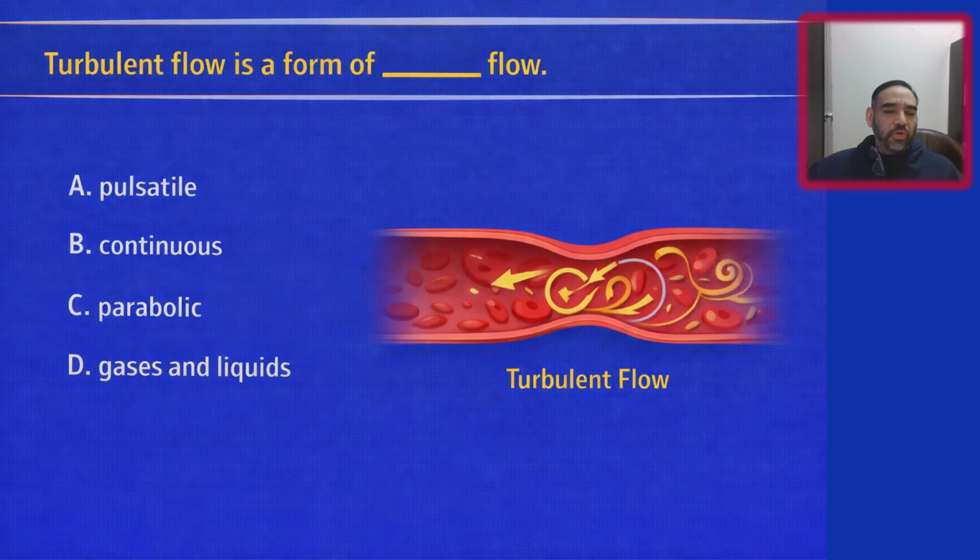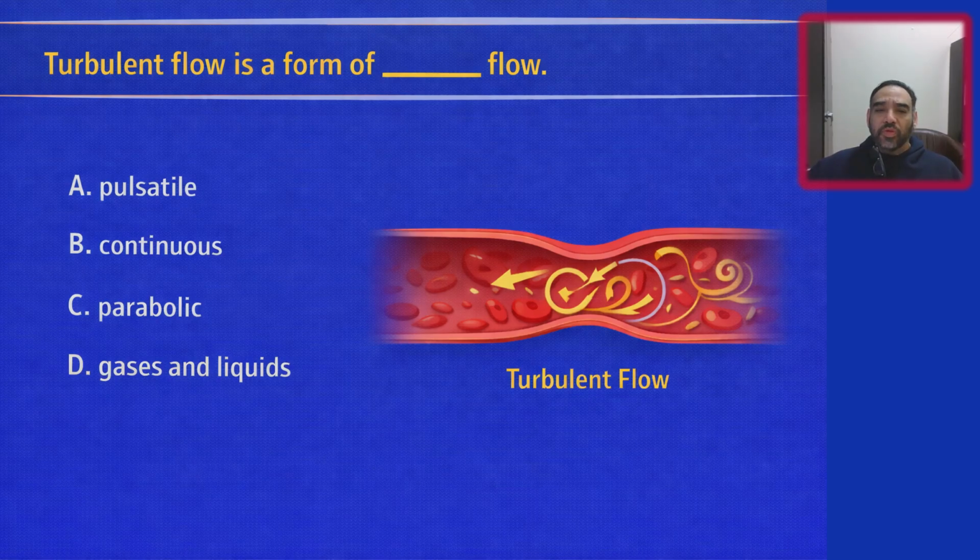The next question in flow patterns is: turbulent flow is a form of blank flow. The answers are A, pulsatile, B, continuous, C, parabolic, and D, gases and liquids. So the correct answer is obviously non-laminar. So remember that laminar flow is equal to smooth, orderly, layered movement, and turbulent flow is equal to chaotic, swirling, mixing. So turbulent flow is literally the opposite of laminar flow. If it's not smooth and layered, it's non-laminar. So that's why the correct answer is non-laminar.